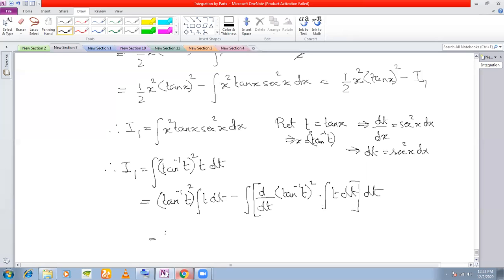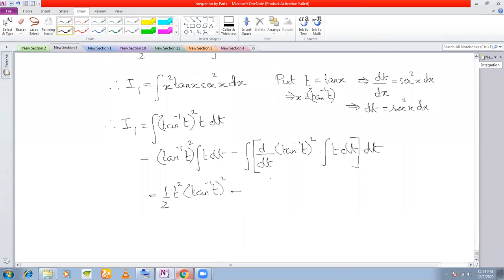So this becomes half t square tan inverse t whole square minus integral. The derivative of tan inverse t whole square is 2 tan inverse t. First differentiate the power and then differentiate tan inverse t, you get 1 plus t square. And this is half of t square dt. So here 2 and 2 cancel out. What you are getting is t square tan inverse t by 1 plus t square.